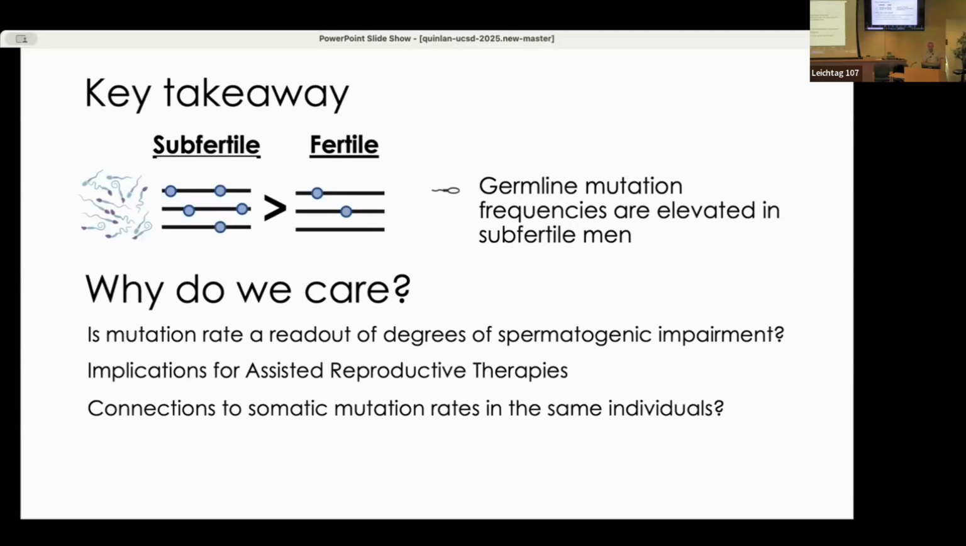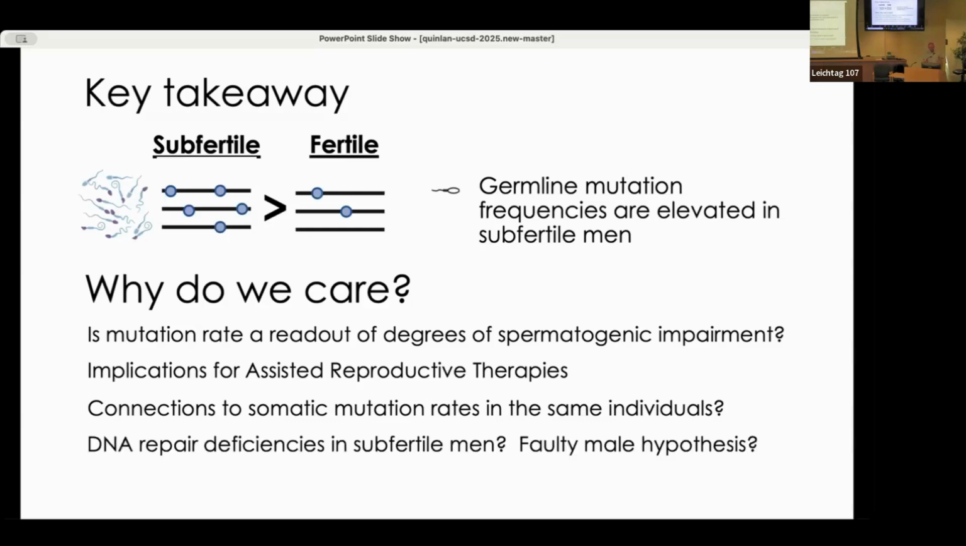It raises the hypothesis that if we studied somatic tissues in these same individuals, they would also have elevated mutation rates compared to fertile men. We had tried to do this in blood samples, and there's a weak and statistically insignificant signal for that. I think it would be an easier, well-powered study if we could look at more of a clonal tissue. I mean, blood is a mixed clonality. It'd be really nice to look at non-sun exposed skin or something like that, but we don't have the ability to do that yet.